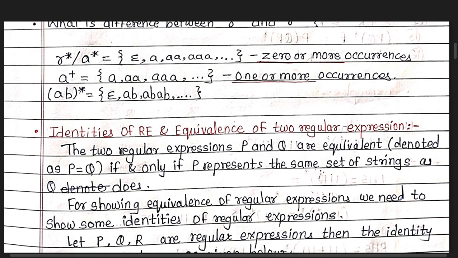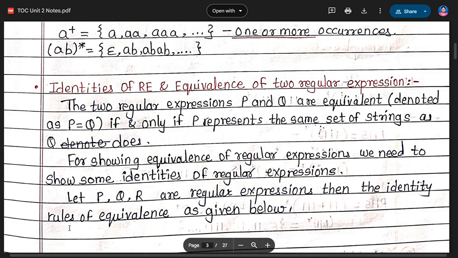Now, the identities of regular expressions and equivalence of two regular expressions. Two regular expressions P and Q are equivalent, denoted as P equal to Q, if and only if P represents the same set of strings as Q.